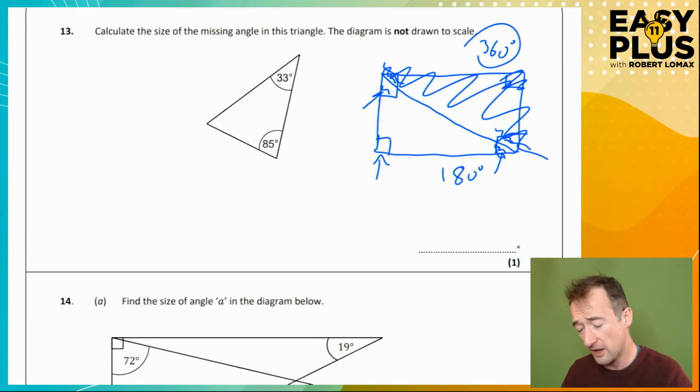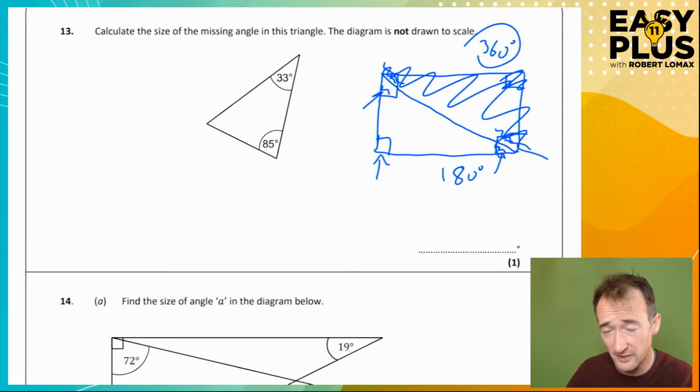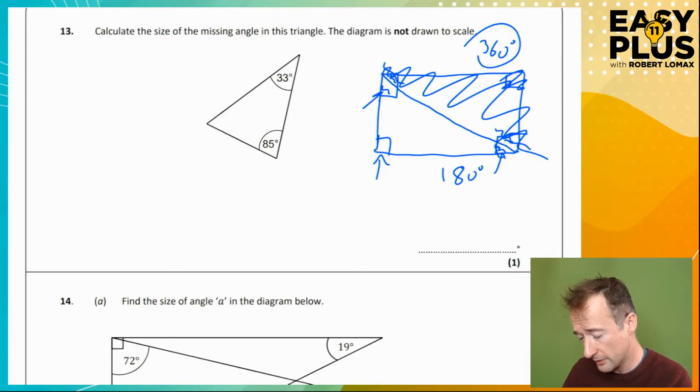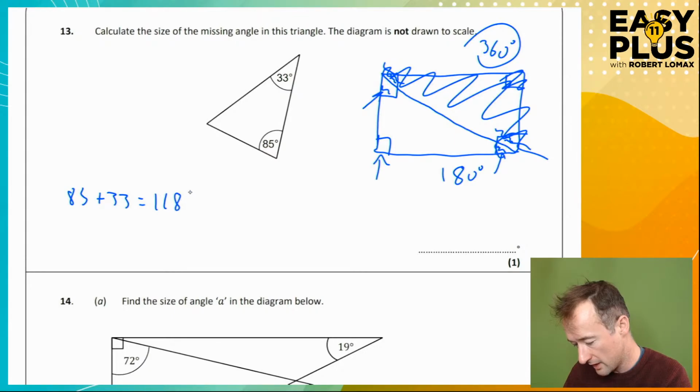Now the same applies to any triangle. Any triangle contains 180 degrees. So what have you got here? We've got 85 and 33. What are 85 and 33? Well, 8 plus 3, 8, 9, 10, 11. 5 plus 3, 8, so 118. 85 plus 33 equals 118.